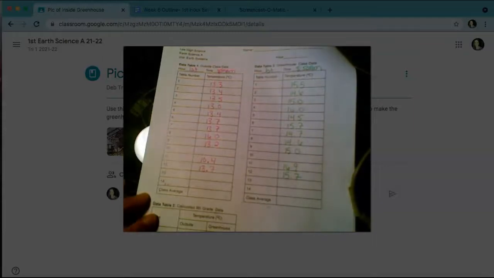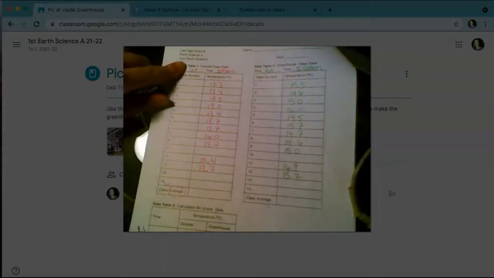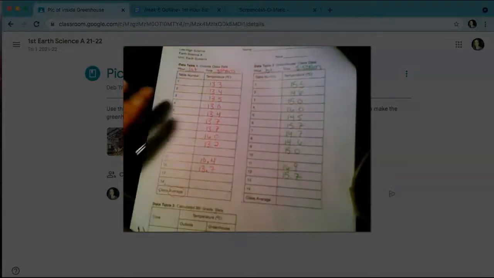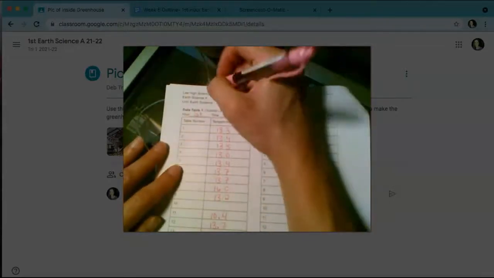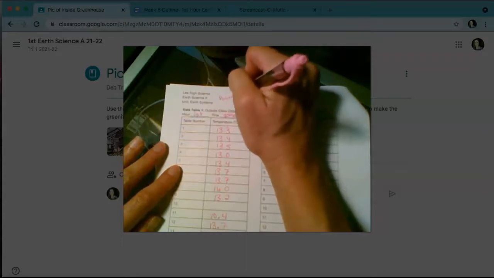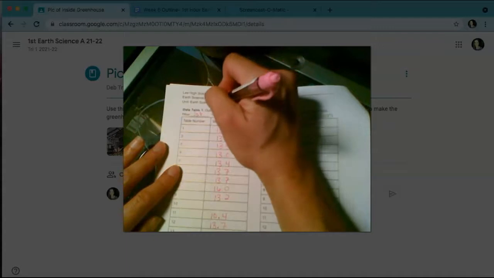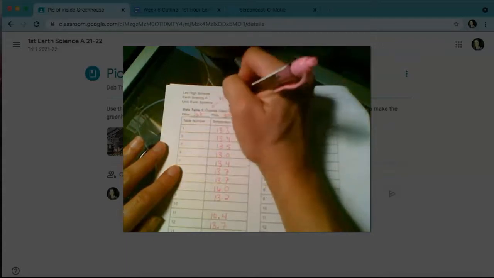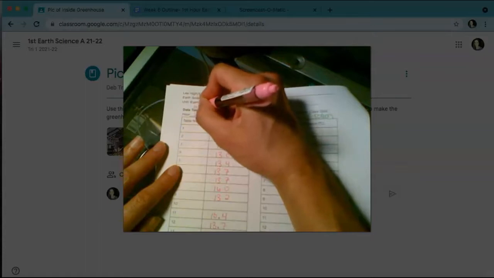The statistic we're going to work on is our class average. You're going to be calculating the average temperature for each class, outside, and then the greenhouse temperatures right there. When we do averages, we need to write our calculation. An average is basically we're trying to get the middle temperature, find out what it is, something that's in the middle.